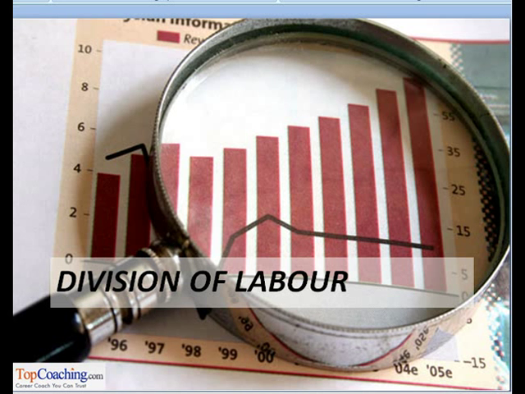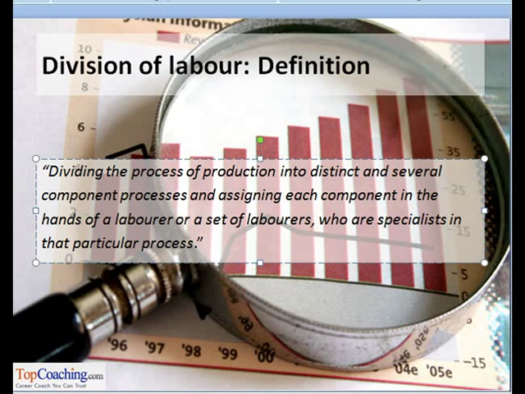Our next topic is the division of labor. We can define division of labor as dividing the process of production into distinct and several components, processes, and assigning each component in the hands of a laborer or a set of laborers who are specialists in that particular process or component process.